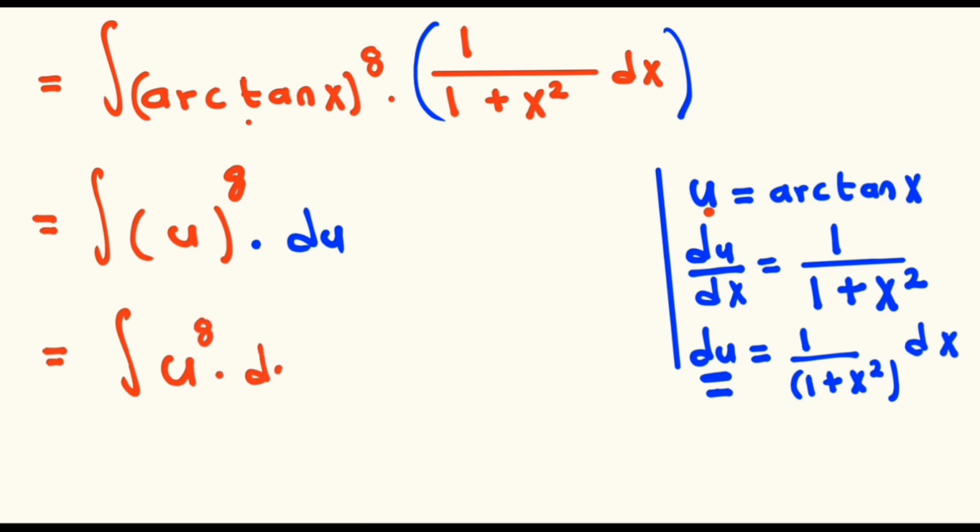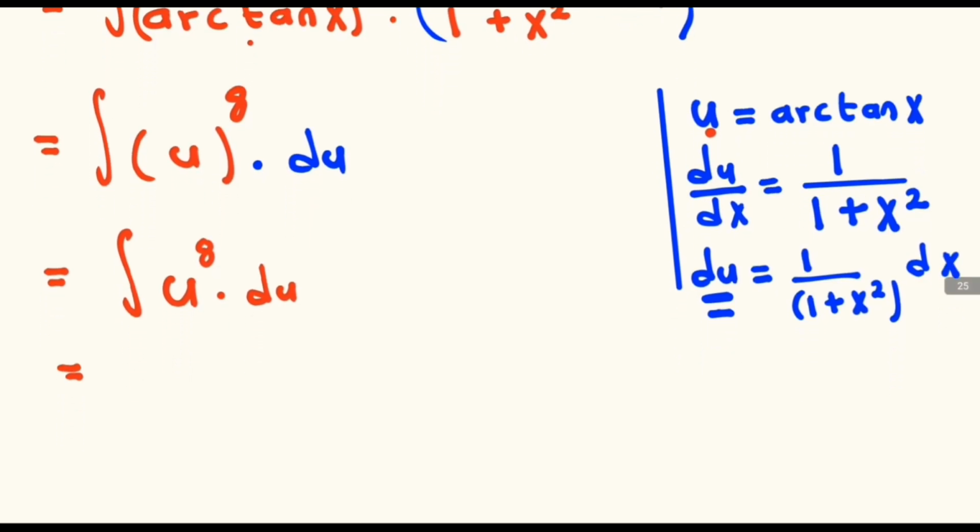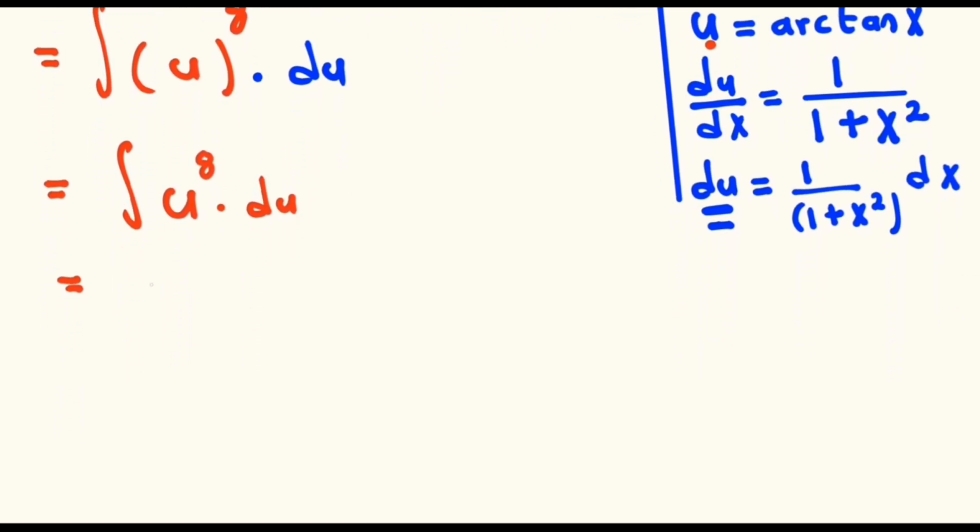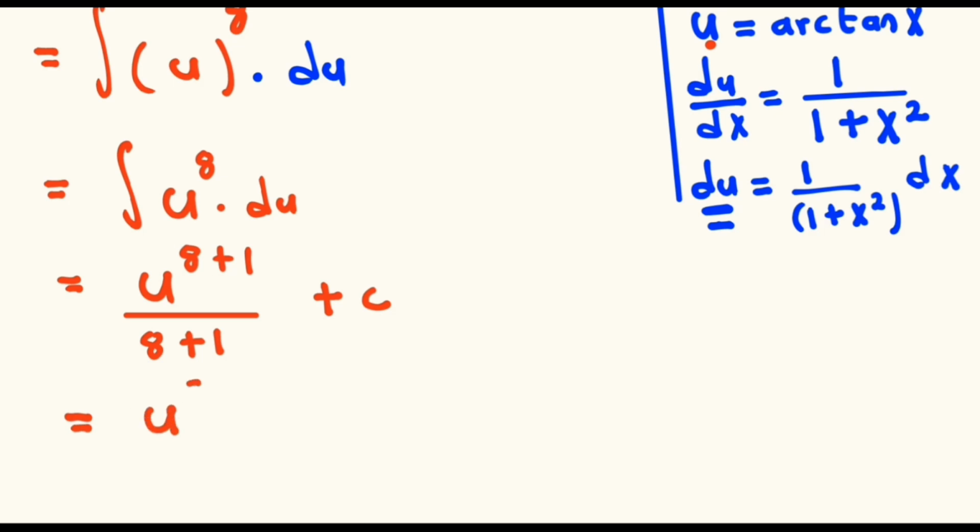So we'll substitute the du, and this will be equal to the integral of u to the power 8 multiplied by the du, and the integral of u to the power 8 with respect to u will be equal to u to the power 8 plus 1 divided by the 8 plus 1 plus the constant c, and this will be equal to u to the power 8 plus 1 is equal to 9 divided by 8 plus 1, which is 9, plus the constant c.